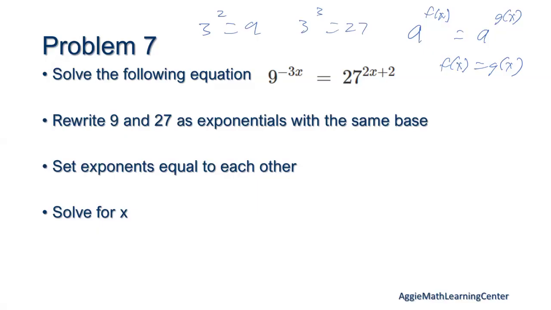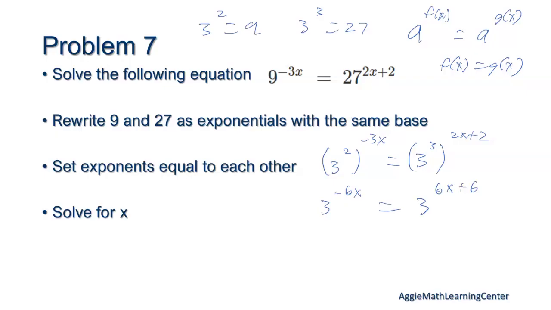If we were to rewrite this, we could say that 9 to the negative 3x is 3 squared to the negative 3x, and this 27 is 3 cubed to the 2x plus 2. Now they have the same base, and we can simplify. This 3 squared is raised to the power of negative 3x, so you multiply those exponents: 3 to the negative 6x. On the other side, you have 3 cubed raised to the 2x plus 2, so when we multiply that, you get 3 to the 6x plus 6.